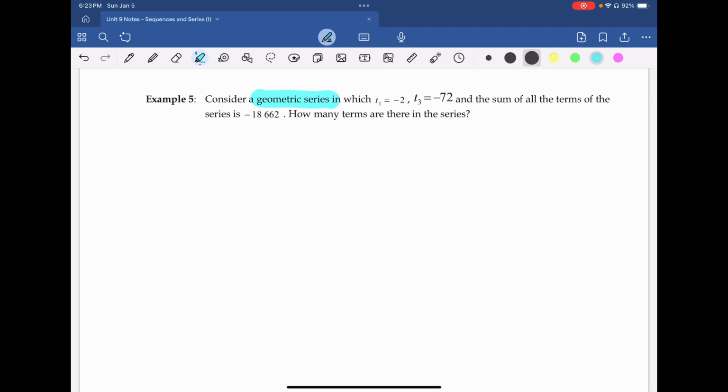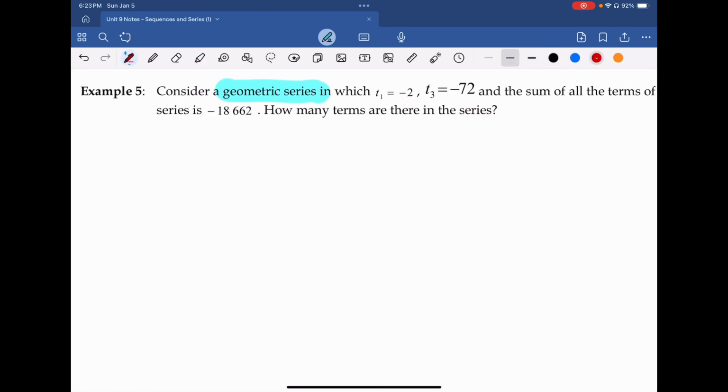So we have T1, which is equal to -2. We have T3, which is equal to -72. And the sum of all the terms in the given series is -18,662. How many terms are there in the sequence? Again, if we need to highlight what this means in our notes, when they ask for how many terms, they're just essentially saying, what is the n value? And as soon as we can figure out what n is, perfect.